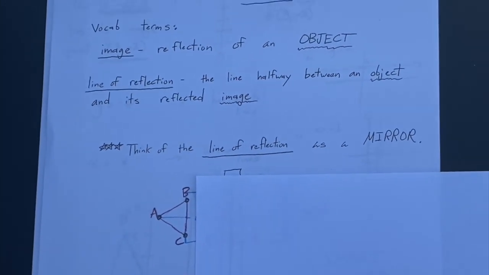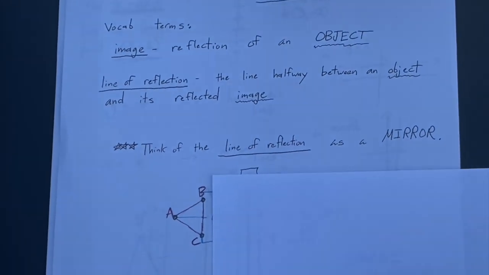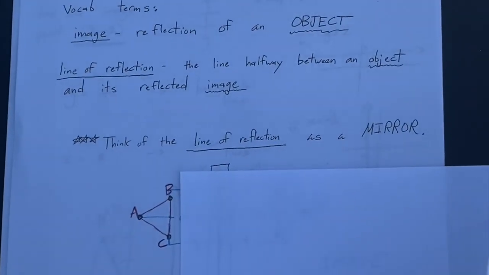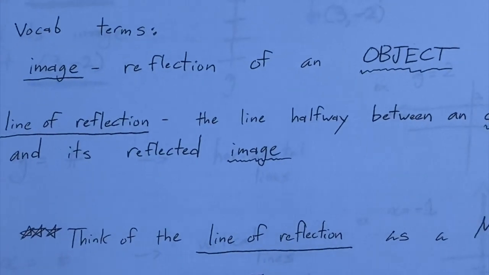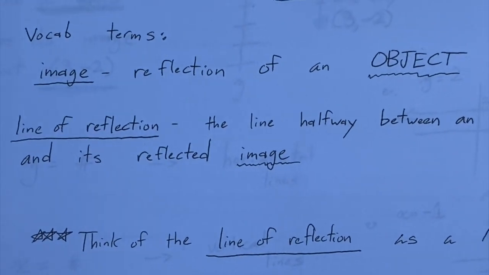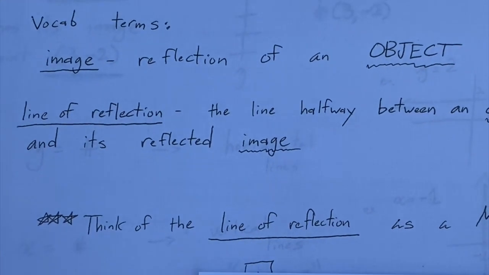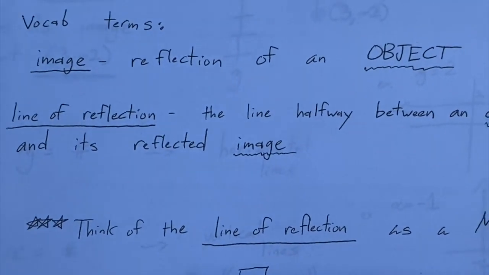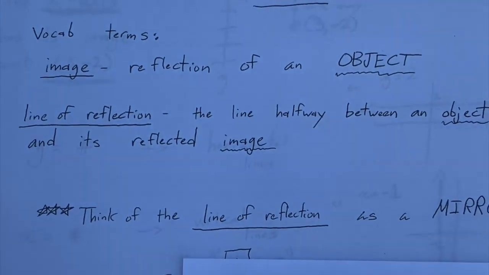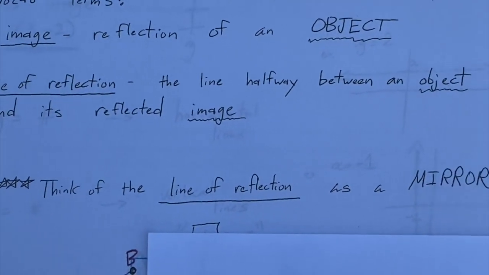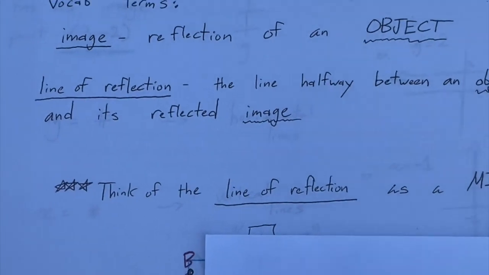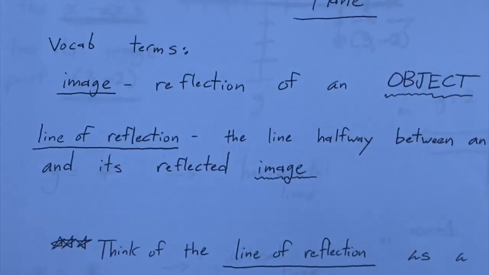So I'll give you a brief walkthrough of our section on reflections in the coordinate grid. First off, at the top, we do have a couple of vocab terms. Image, which is the reflection of an object. That's the object we're given at the start of every problem in this section. And the line of reflection, the line that is halfway between an object and its reflected image.